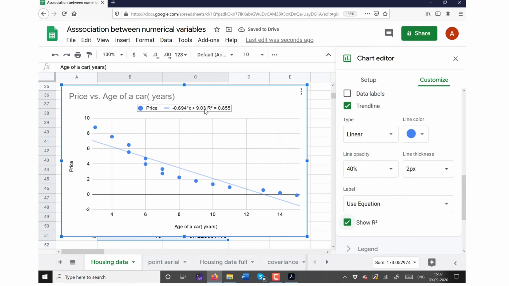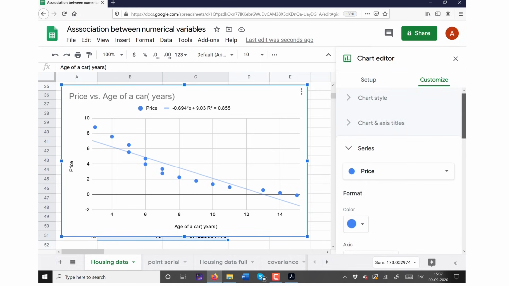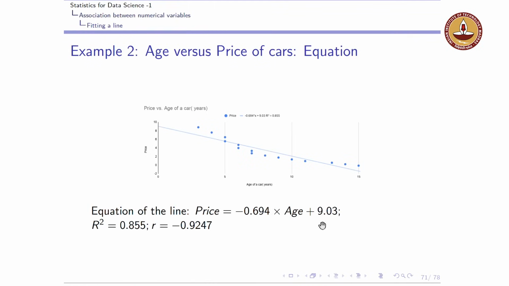So, here what do you notice? You notice that the price is minus 0.694x plus 9.03 with again an R square of 0.855, which is price equal to minus 0.694x plus 9.03. So, my slope of the line is negative, which is 0.694. Okay. The intercept is 9.03.